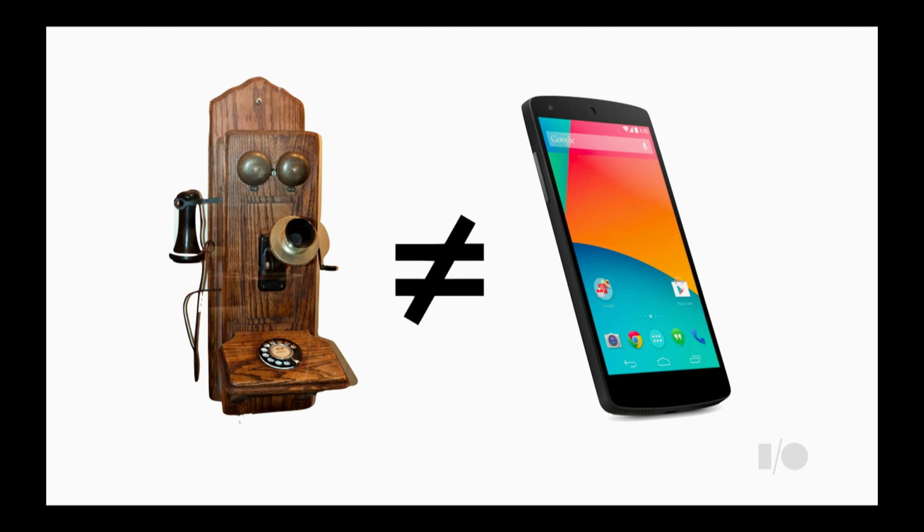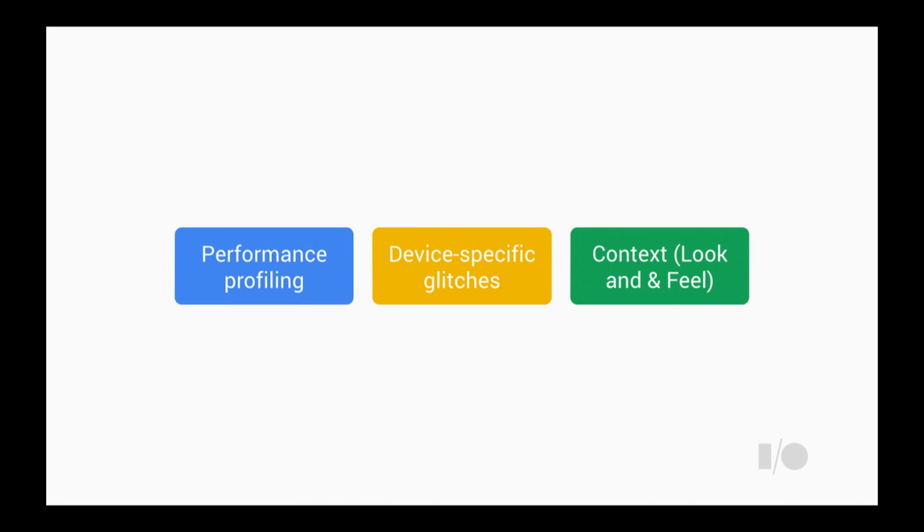Now, what are the reasons for you to actually use devices? Well, performance profiling, device-specific glitches, as I just mentioned, and the context. What do I mean by context? Well, the look and feel, right? If you're looking at something on your desktop and everything is very big, and you use your mouse to navigate, you will press the buttons every time, right? Even if they're tiny. But if you have a device in your hand that's actually much tinier, you'll have a harder time. So the context is extremely important.